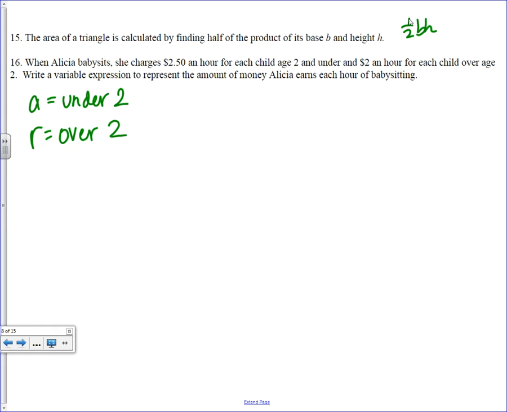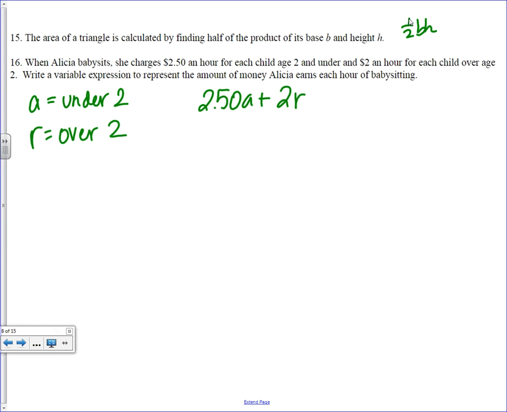Okay, so under 2. How are we going to represent that? Under 2 is how much? 250. So 250A plus, how about those that are over 2? $2 R. Now you can put the 0.00 if you want to, but you don't have to there, okay? How are we doing? Word problems are okay so far? Yeah? All right, I'm going to have to pick up the pace here a little bit.